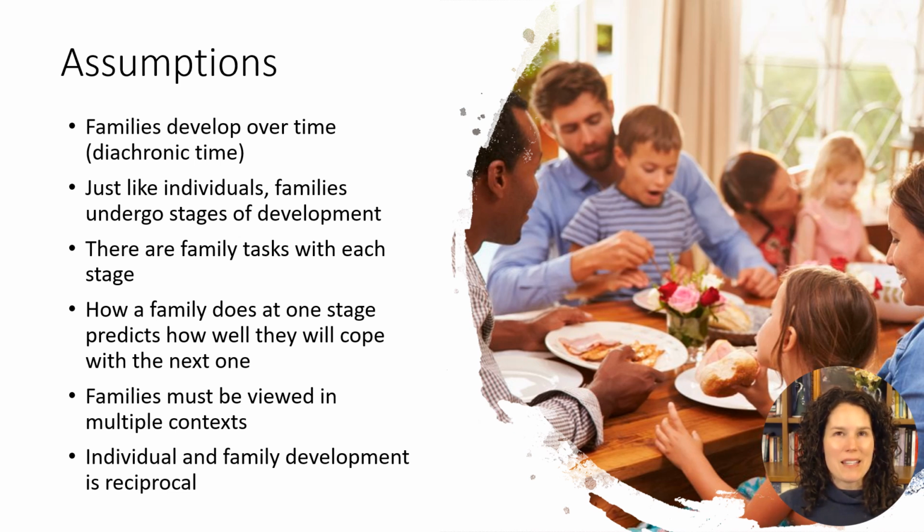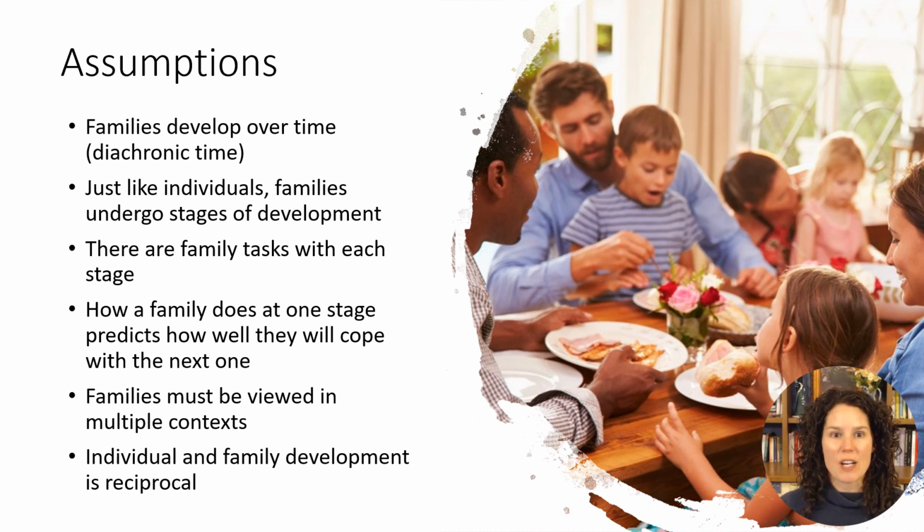And so we might take the example of the stage of a couple relationship forming. Then they have these developmental tasks of figuring out how they're dividing paid and unpaid labor, what they're doing about sexual intimacy, how they're resolving conflict or managing communication. And then the next assumption is that how a family does at one stage predicts how well they will cope with the next one. We've talked about this a little bit before, but if we know where a family's been, we can often predict where they're headed.